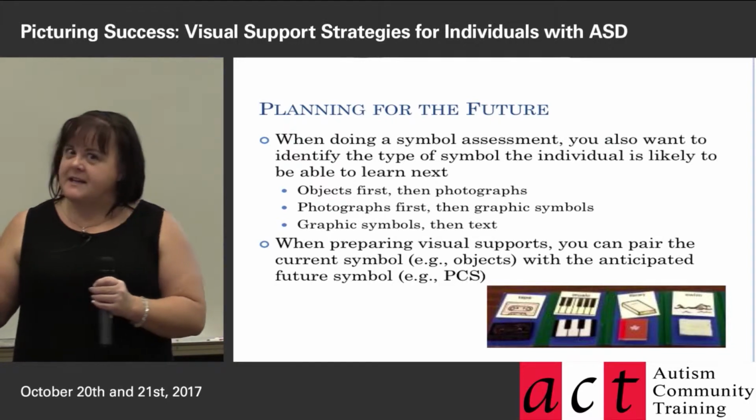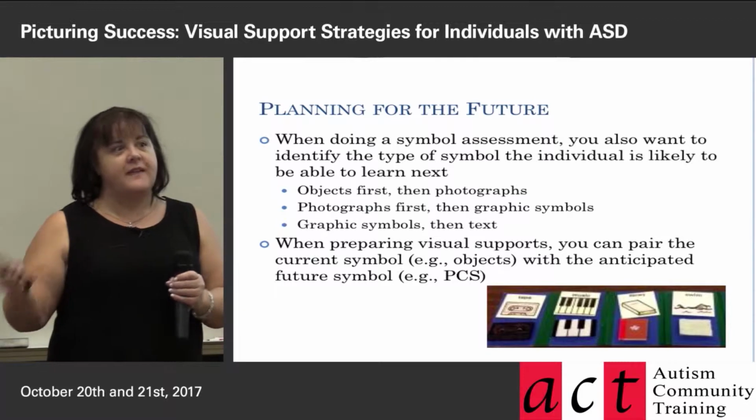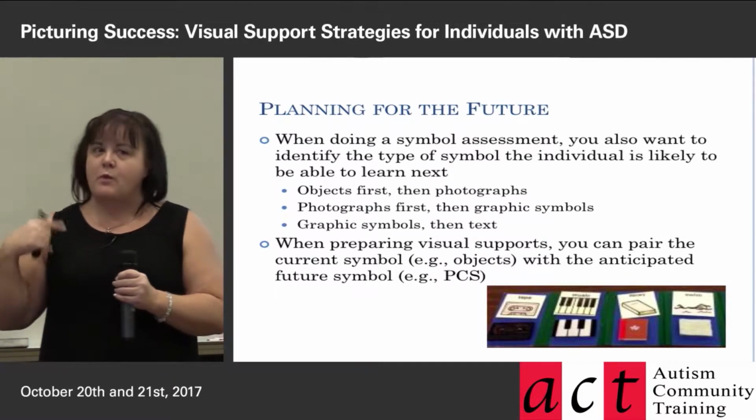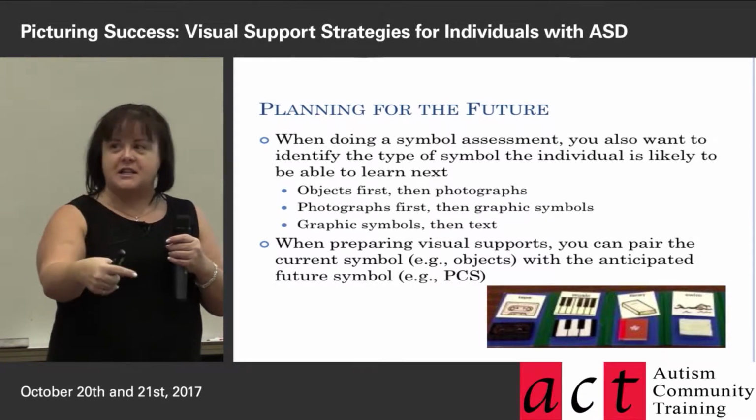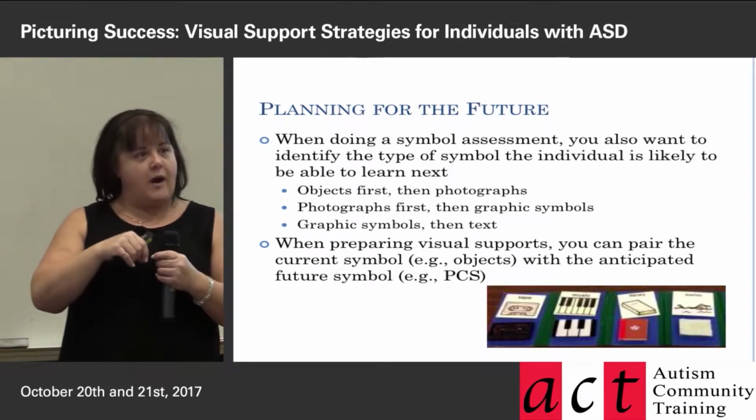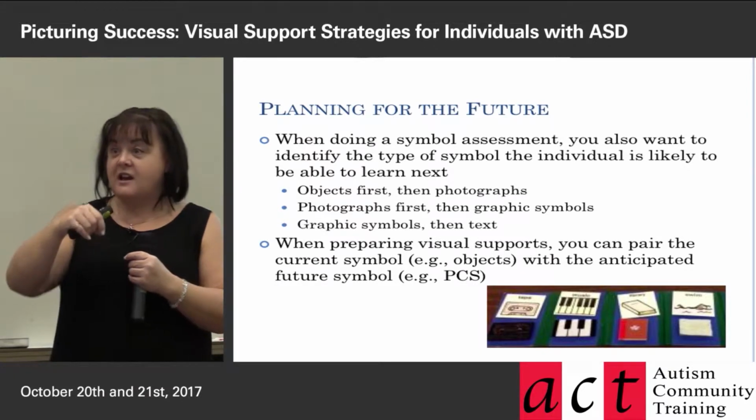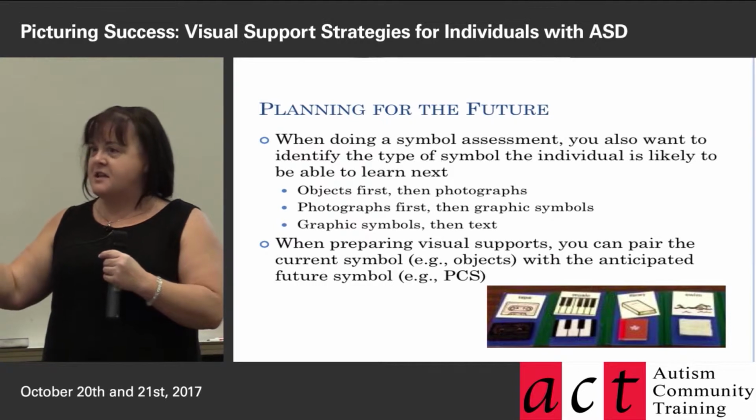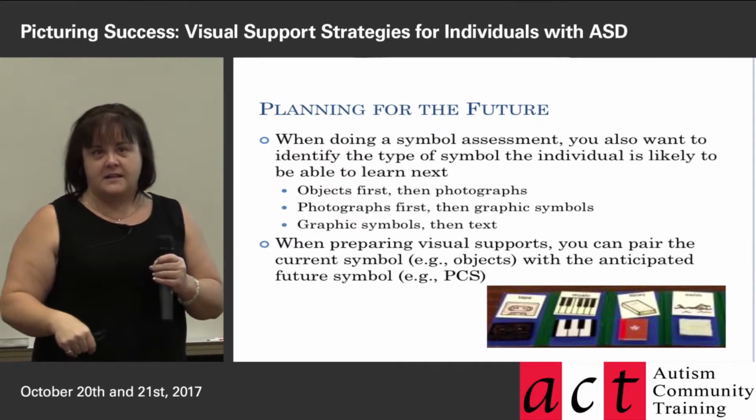But like I say, just because a kid is using object symbols today or photographs today doesn't mean that that's what they'll use forever, right? So when we're also doing a symbol assessment, we want to be thinking about what's the next most likely kind of symbol that might be appropriate for this student. So he understands photographs today. Is text going to be the next thing? Picture communication symbol is going to be the next thing? Like, what's going to be the next most appropriate thing? Because then I'll be teaching towards that.